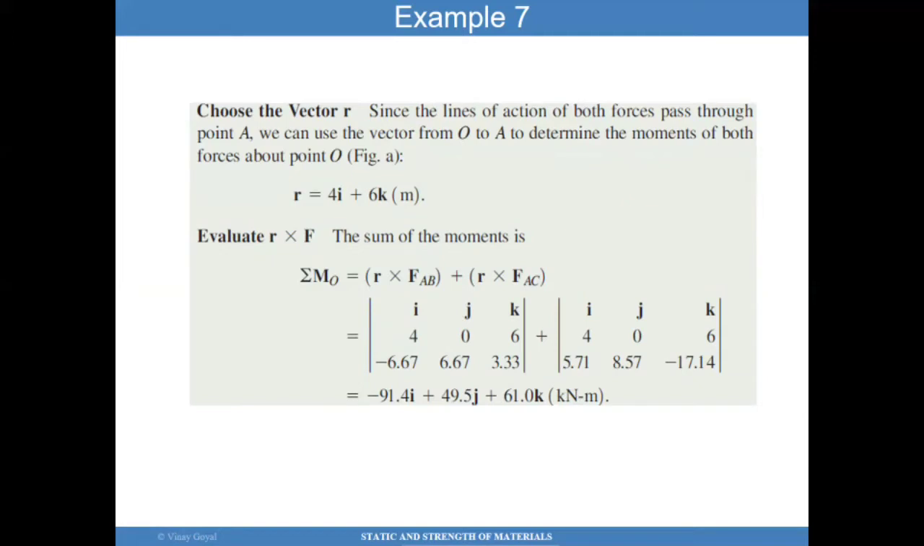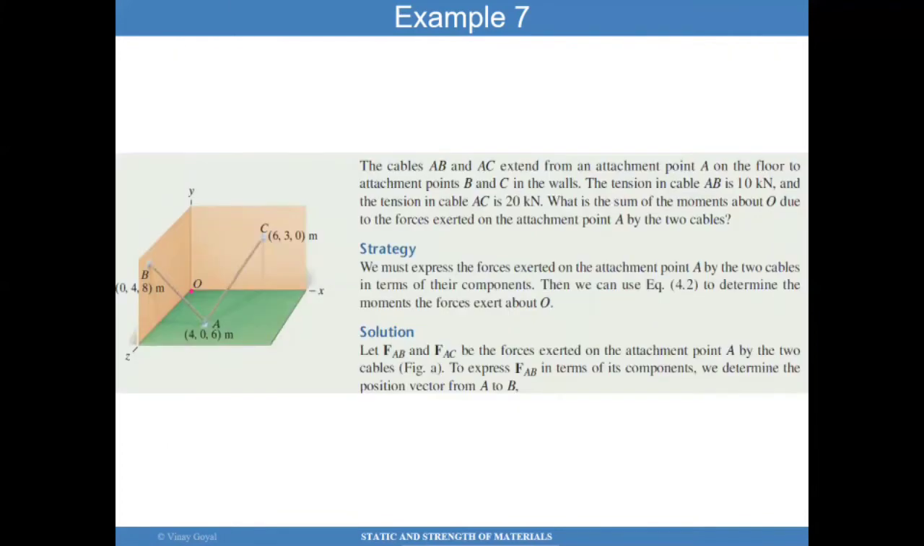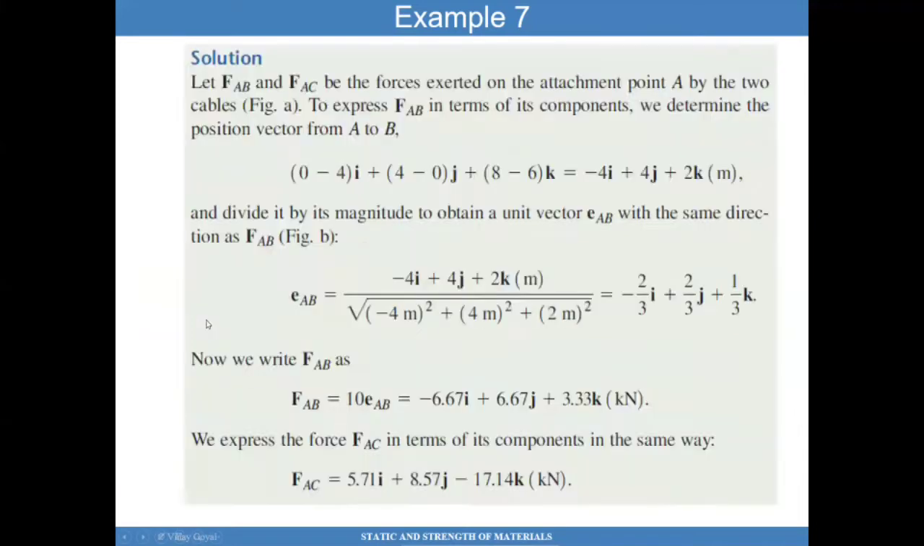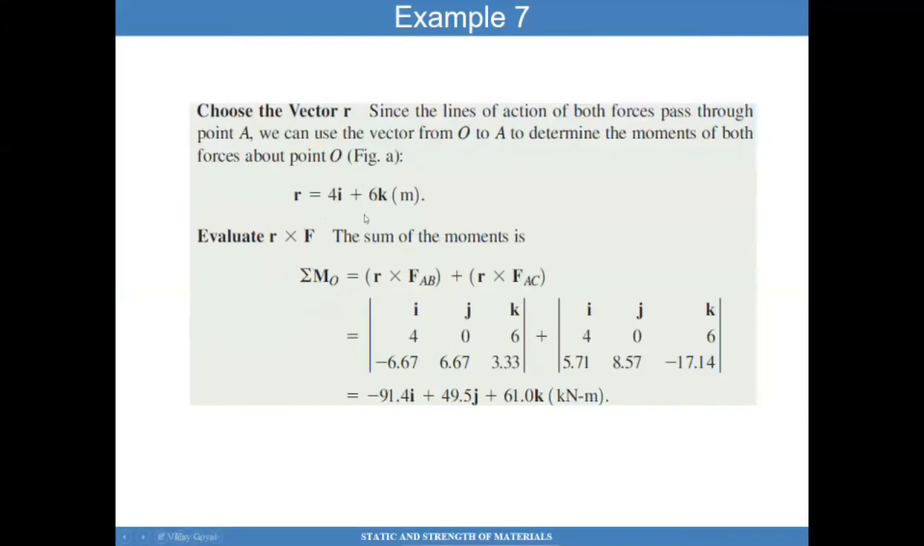And so I want you to note something, is that I can choose a vector from O to A, right? O to A. That vector is 4I hat plus 6K hat. So that's my position vector from O to A. So once I have that position vector, all I have to do now is R cross FAB, R cross FAC and add them up, and that'll give me the total moment, which is a vector. It has units of force and length.